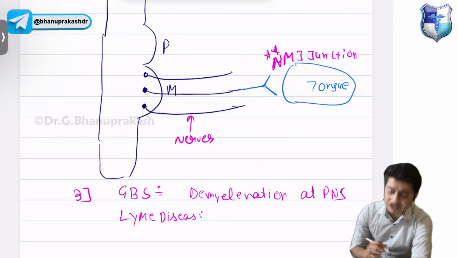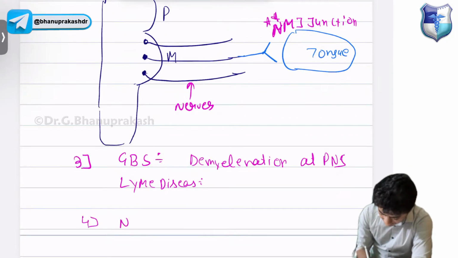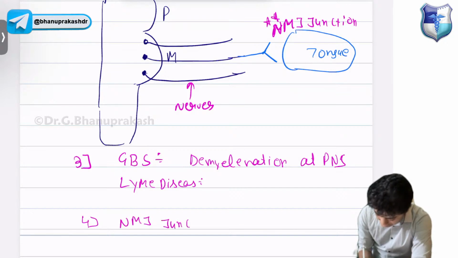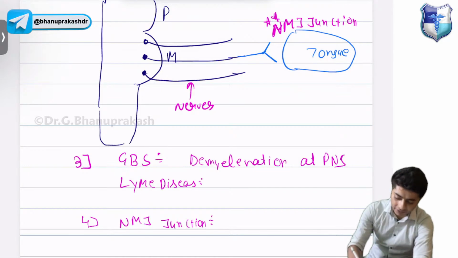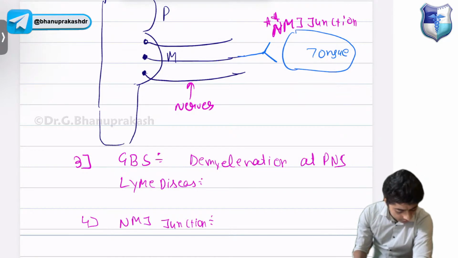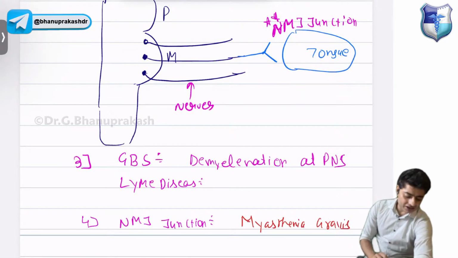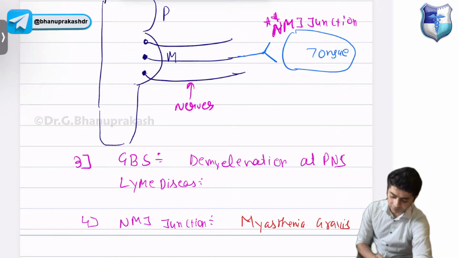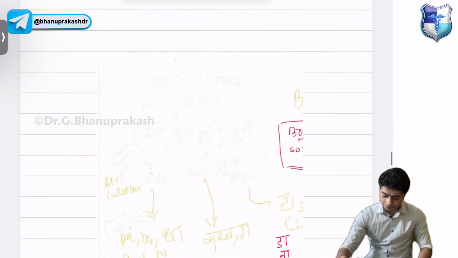Tell me the condition which will affect the neuromuscular junction. It will be your myasthenia. Very good. It can be your myasthenia gravis. Very good.